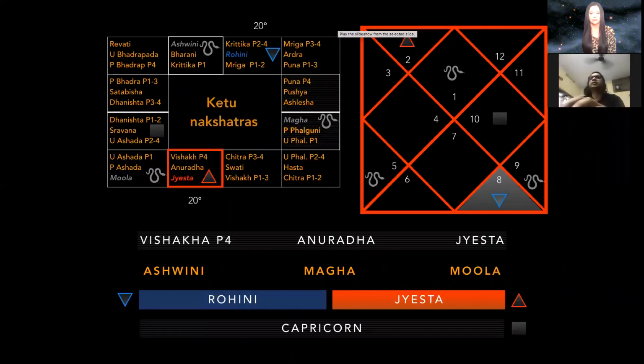The first slide I have is that of Ketu. Basically, the summary of all the nakshatras that you could possibly link with Ketu. So one aspect here is that you can see Ketu is the ruler of Scorpio. And the nakshatras falling in Scorpio are Vishaka Pada 4, Anuradha, and Jyeshta. So these three nakshatras can actually have a direct energy of Ketu. So that is one way to start to think about Ketu.